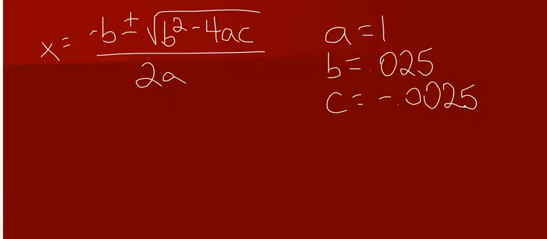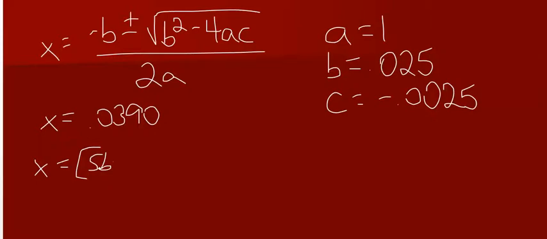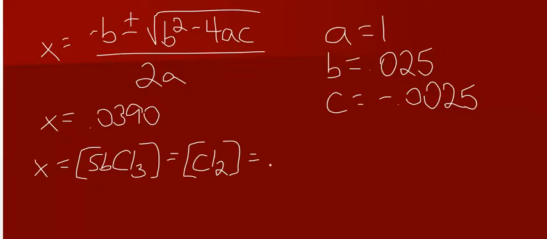You're going to get two answers, but only one is going to work for us. So I'll assume you know how to do the quadratic and plug those numbers in, but you're only going to get one answer that works. x comes out to 0.039. So that is going to tell me the concentration of SbCl3 as well as Cl2. Those are the equilibrium concentrations, 0.039 molar.